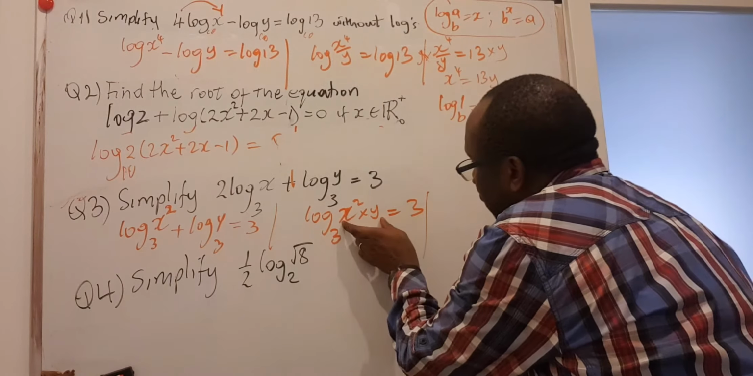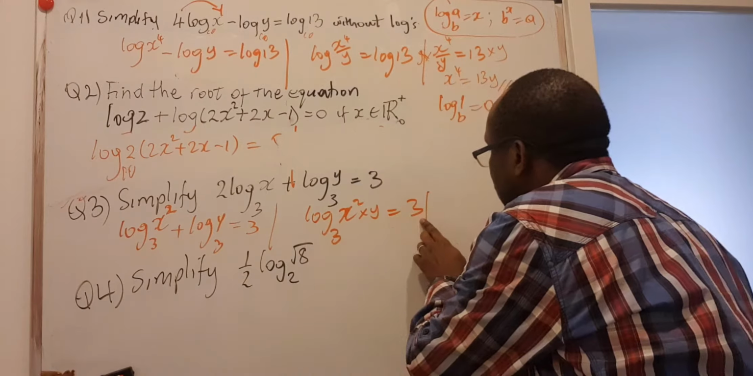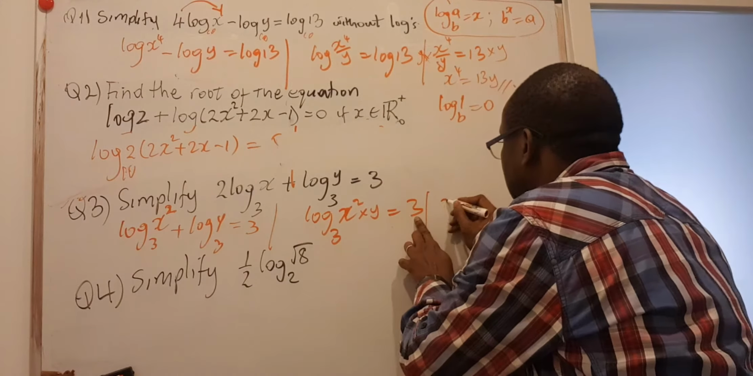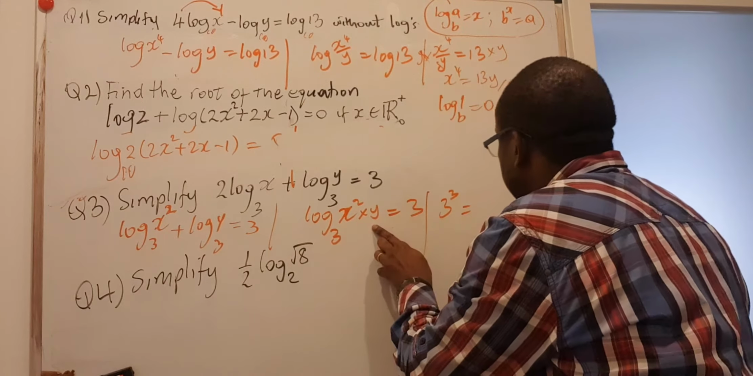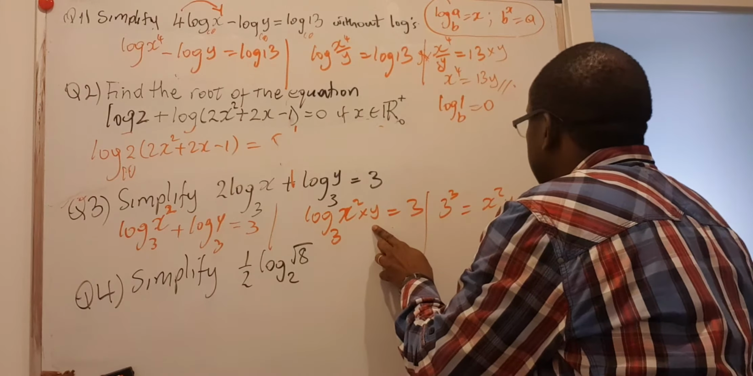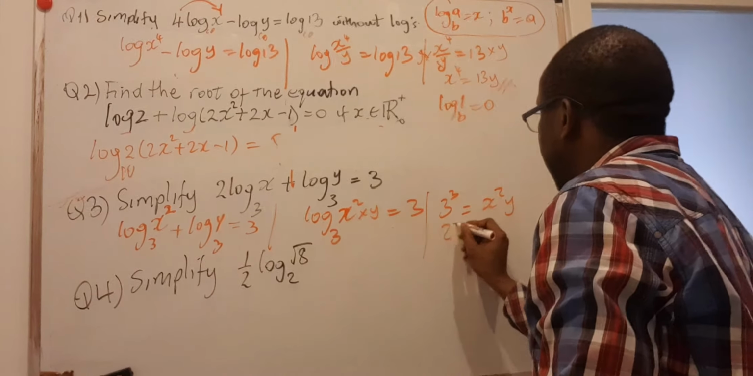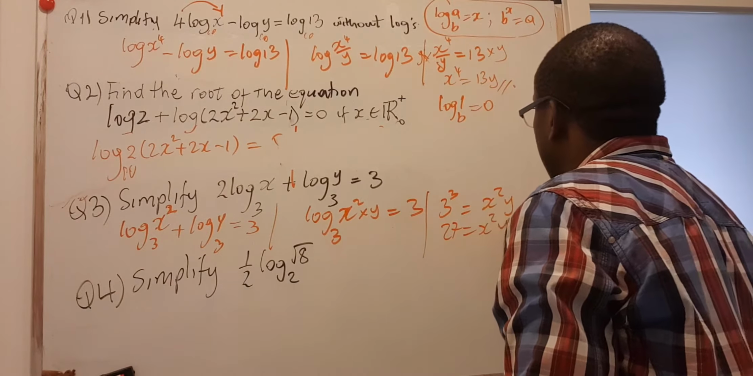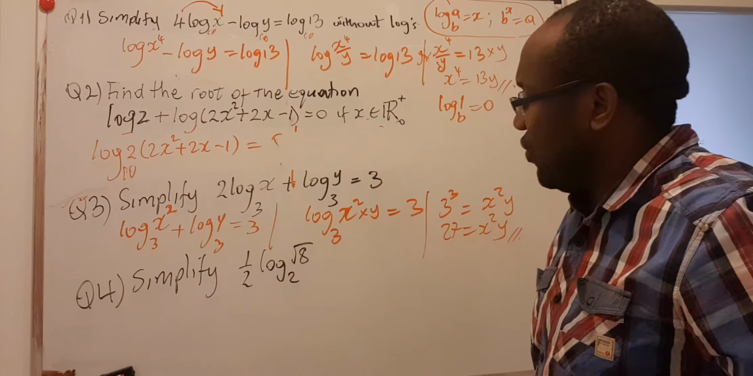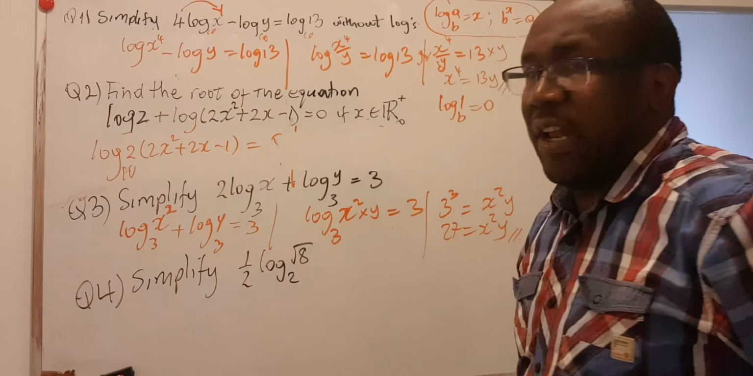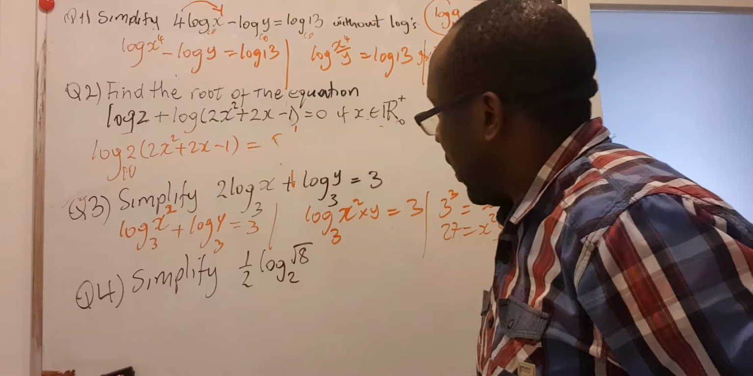So if log of a function to the base 3 is equal to 3, that means the base raised to the power 3 is the same as this here, x squared y. And 3 to the power 3 is 27, so 27 is equal to x squared y. And that is the simplification. You go to the last one here.